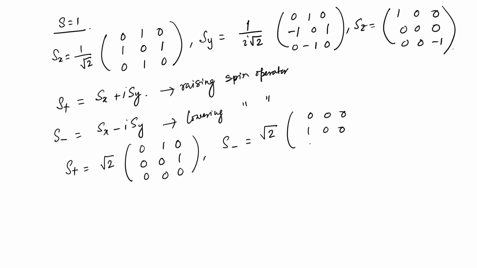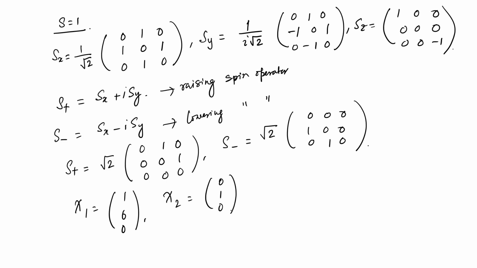It is 1 0 0 and 0 1 0 and so on. The eigenvectors for this are chi 1 equal to 1 0 0, chi 2 equal to 0 1 0, and chi 3 equal to 0 0 1. So let us repeat some properties of these Pauli matrices, and these are really some key properties which are often used.